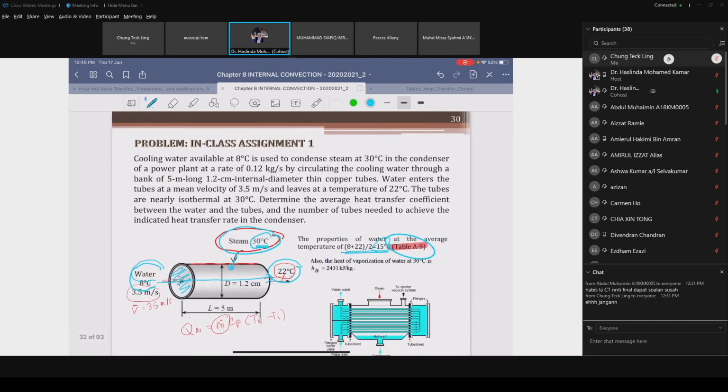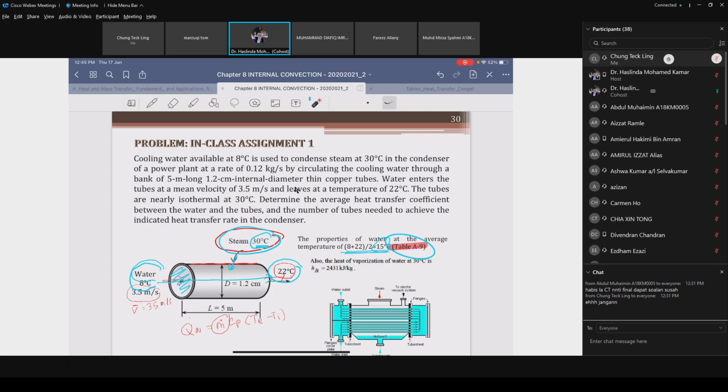So now the second question based on this problem. Determine, after obtaining the heat transfer coefficient, the number of tubes needed to achieve the indicated heat transfer rate in the condenser. Okay, mana dia? Dia ada bagi tak heat transfer rate kat sini?